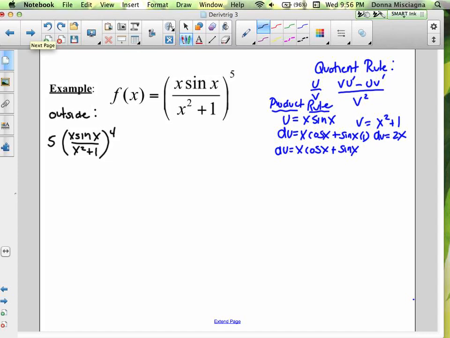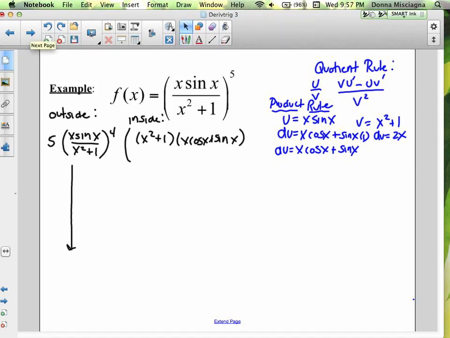So here is our inside part, and this is just going to carry down because we're going to need more than one step to do the inside part. Quotient rule: the denominator, which is x squared plus 1, times the derivative of the numerator, which is x cosine x plus sine x. And already I'm running out of space. I hate to have two lines on this one. We haven't even gotten to the minus part.